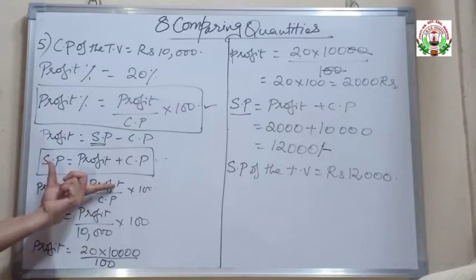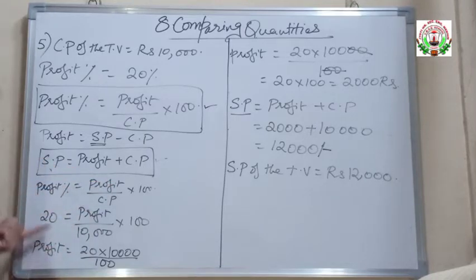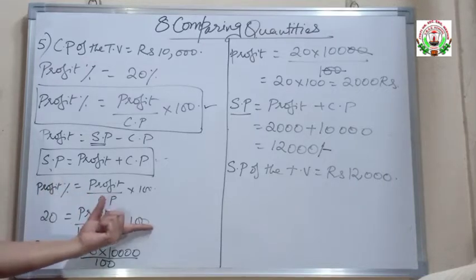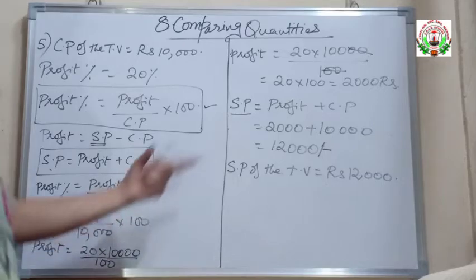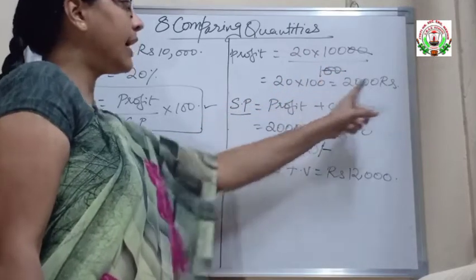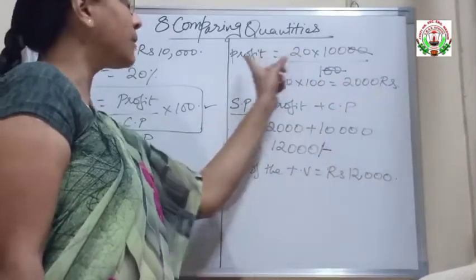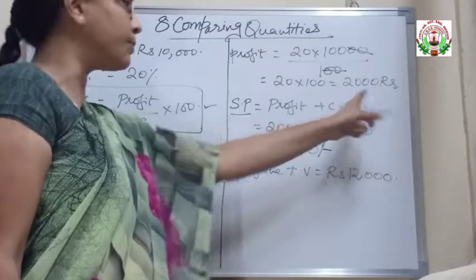I have to find this profit, so I have kept the profit here. Here divide, when it goes to the other side it will become multiplication, and here multiplication, when it goes to the other side it goes division. So here 20 into 10,000 by 100, I have solved it. I have got it as 2,000 rupees. The profit I have got is 2,000 rupees.